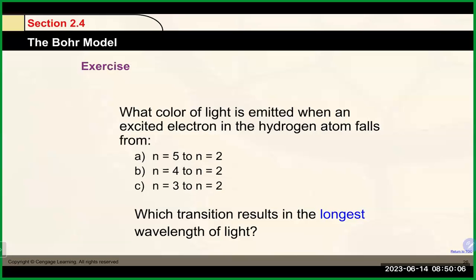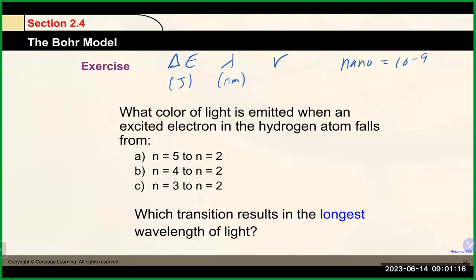All right, so let's do some calculations here. What color of light is emitted from an excited electron as it transitions from the fifth to the second, the fourth to the second, and the third to the second? Let's calculate the change in energy. Let's do the wavelength for each of those. Let's do the frequency for each of those. Let's do the wavelength in nanometers, and the energy will be in joules. All right, let's take a look and see how you're doing.